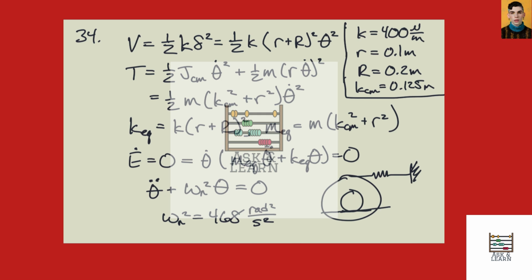the natural frequency squared is 468 radians squared per second squared, so our differential equation becomes theta double dot plus 468 theta equals 0. And that is the differential equation that governs the motion of this thing back and forth.